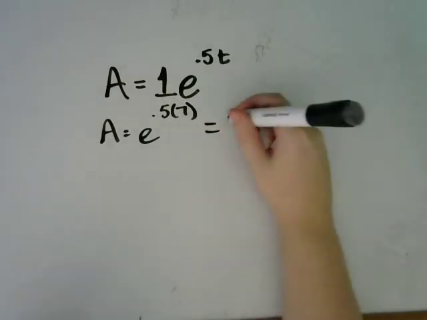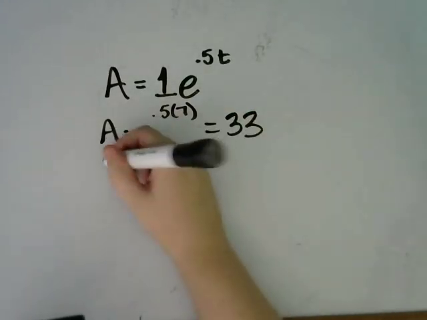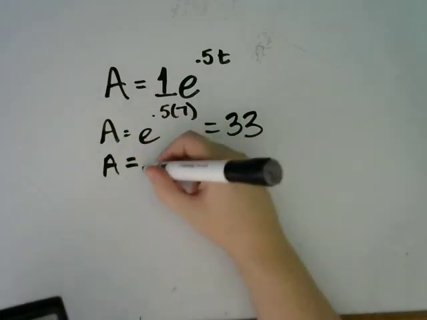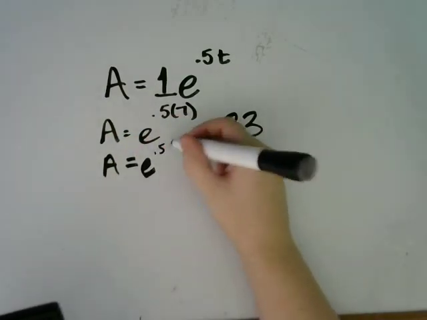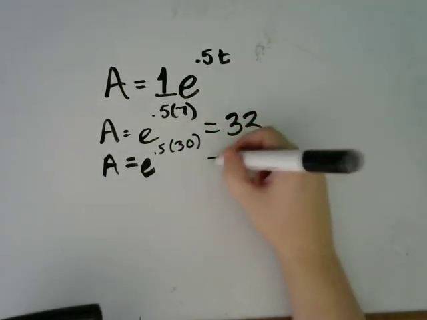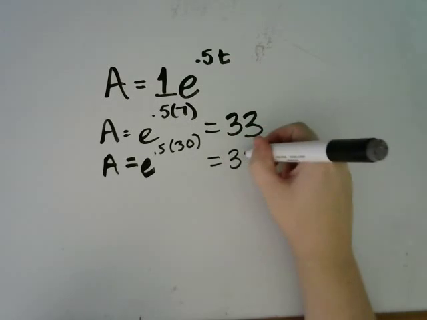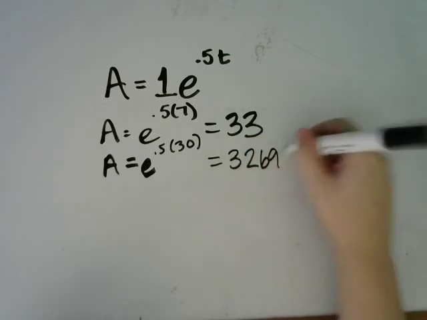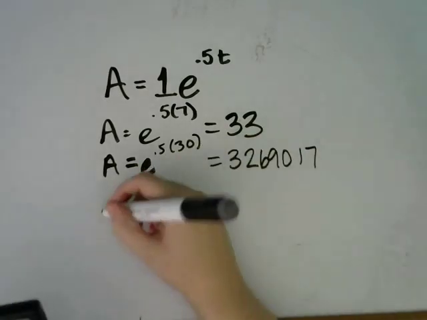How many people are infected after just 1 week? And the answer is 33 people. How many people are infected after 1 month, which we'll assume is meant to be 30 days? In 1 month, 3,269,017 people will be infected.